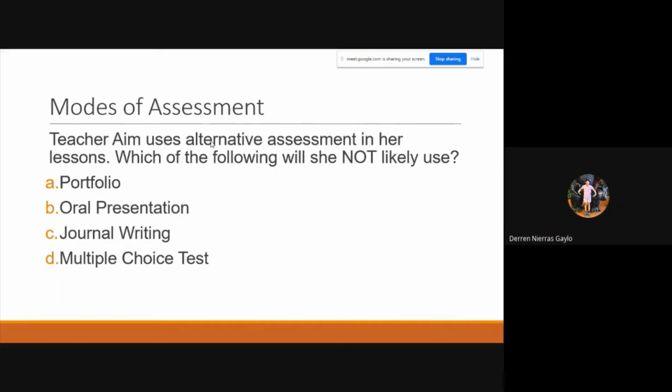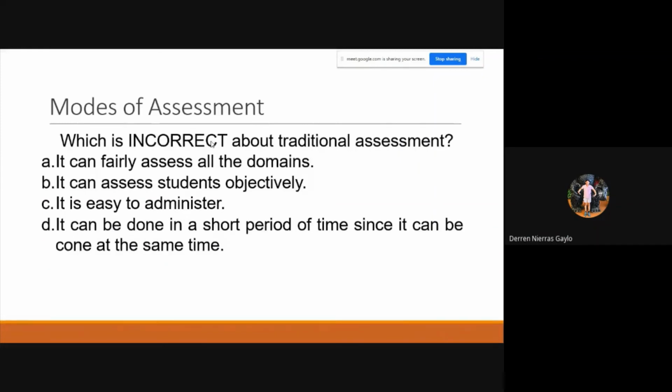Which is incorrect about traditional assessment? A. It can fairly assess all domains. B. It can assess students objectively. C. It is easy to administer. D. It can be done in a short period of time since it can be done at the same time. I think this was given already.